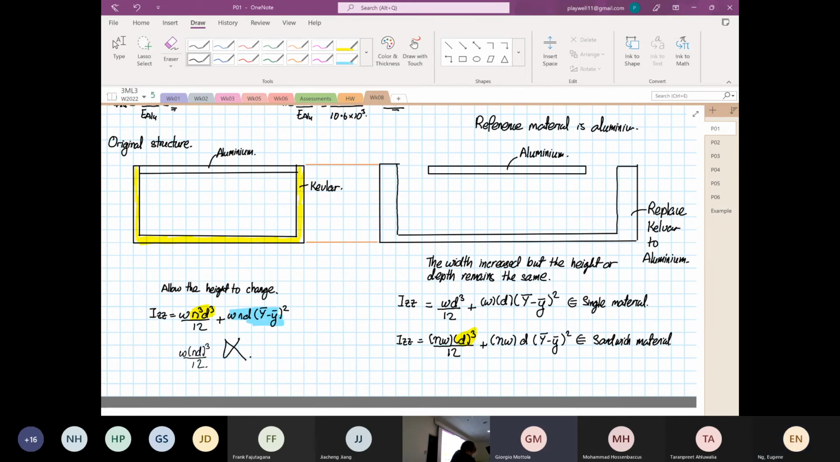Yes, it's a coefficient. It's like a transpose. If we change everything from Kevlar to aluminum, how much do we need to increase the size? So that the resistance to stresses is still the same. Right? The resistance to stresses is still the same. Okay. Now let's get back to our example.